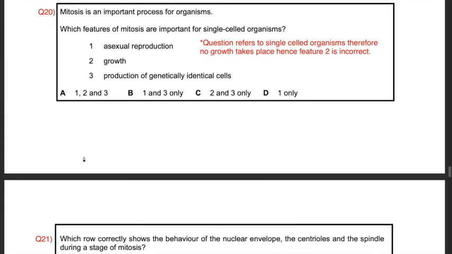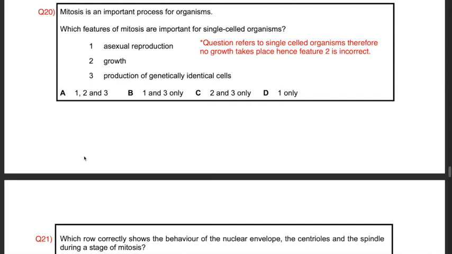Question 20. Mitosis is an important process for organisms. Which features of mitosis are important for single-celled organisms? 1. Asexual reproduction. 2. Growth. 3. Production of genetically identical cells. The question refers to single-celled organisms. Therefore, no growth takes place at all. Hence, feature 2 is incorrect.